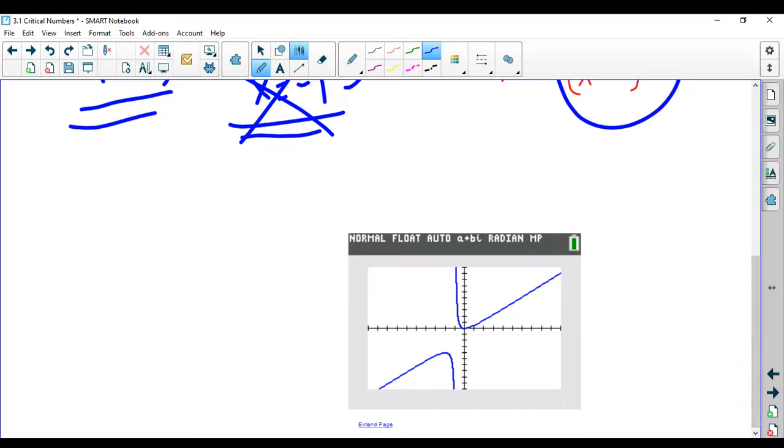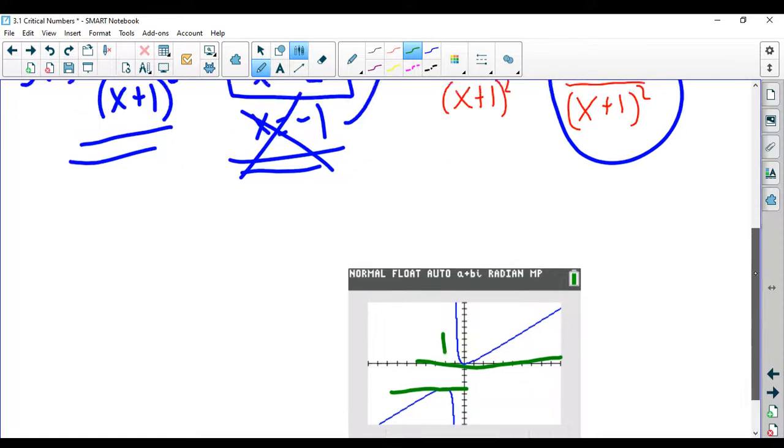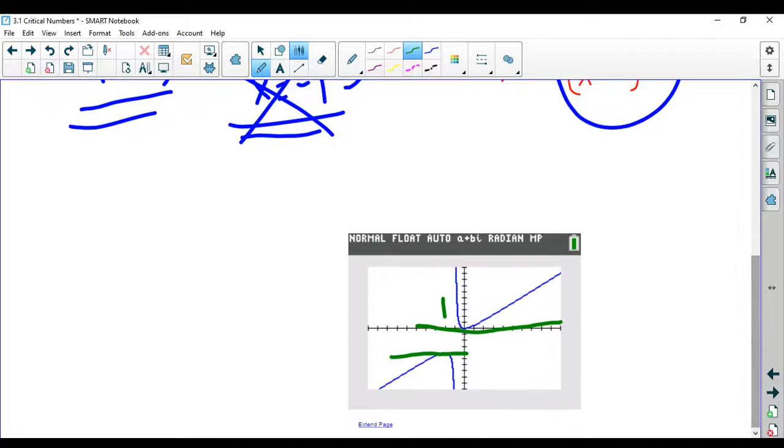We're going to check out the graph. Remember, critical numbers are where the derivative is 0. So you have a horizontal tangent line, which happens here at x equals 0, and here at x equals negative 2. So that makes sense. And you can also see by the graph that it does have a vertical asymptote at x equals negative 1, which is not a critical number.